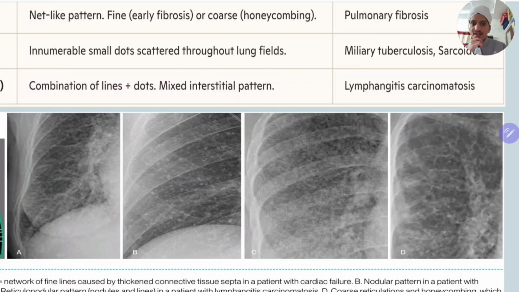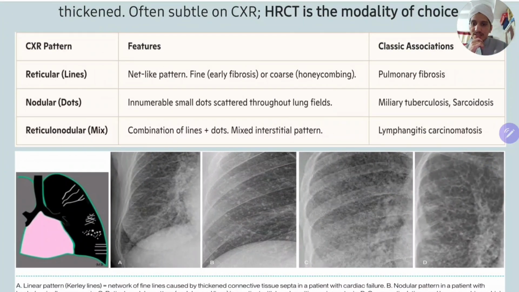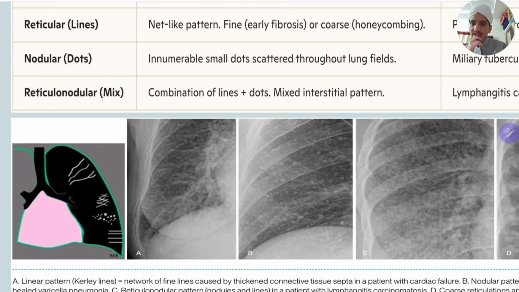Let us see the headings of these X-rays. Chest X-ray A: linear pattern, curly lines, a network of lines caused by thickened connective tissue septa in a patient with cardiac failure.